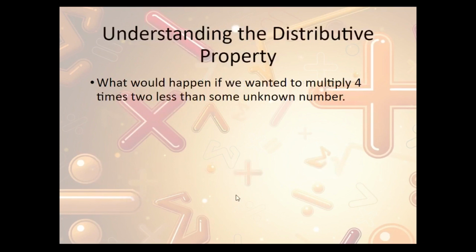So distributive property. So it says, what would happen if we wanted to multiply 4 times 2 less than some unknown number? So instead of just being 4 times x, we want it to be 4 times some grouping of a number. So in this case, x minus 2. So we write it just like this, 4 times x minus 2.